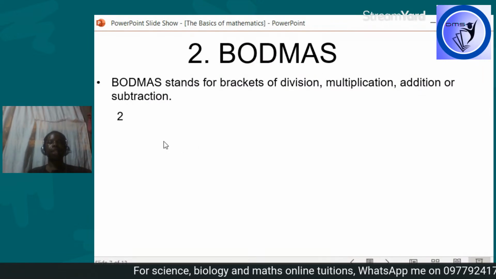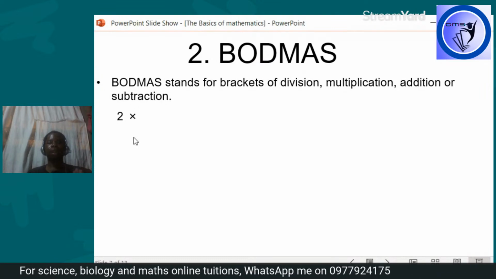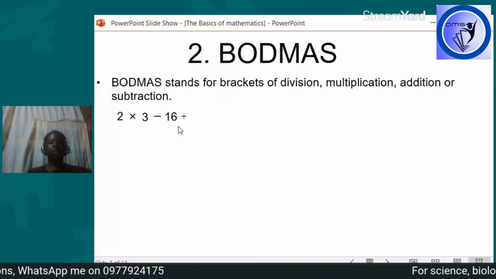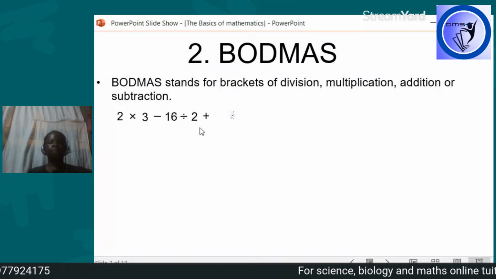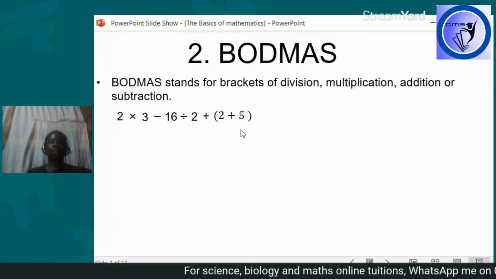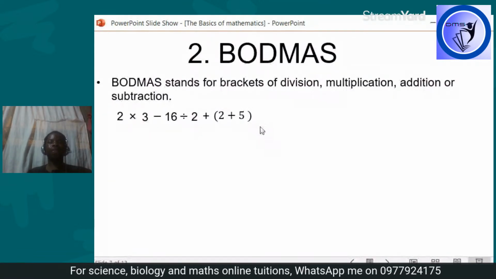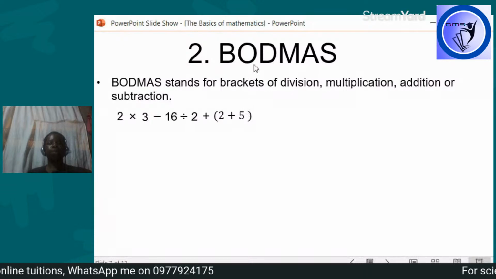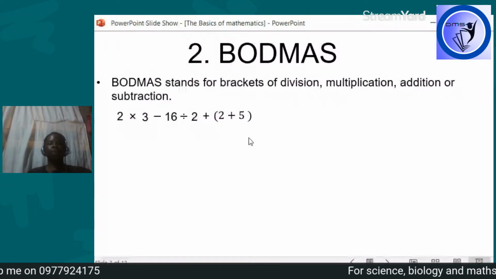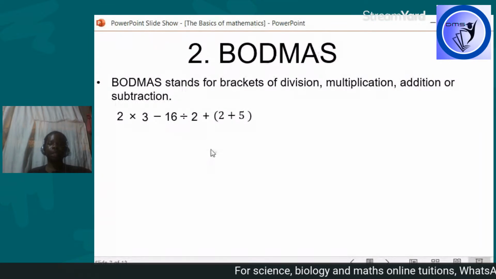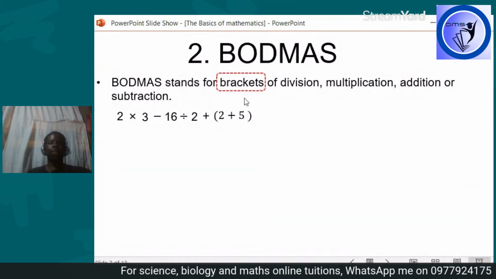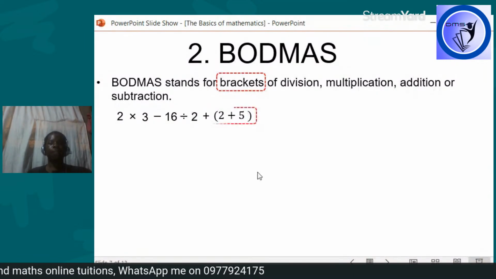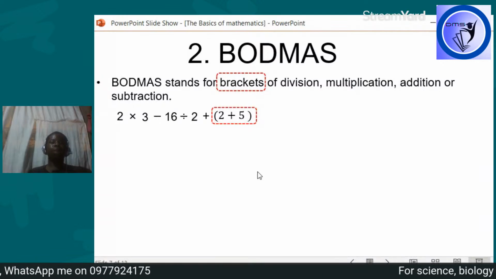So let's say we have this problem in mathematics: 2 times 3, then minus 16, then divided by 2, then plus open brackets, 2 plus 5. You have such a situation here. So how do we apply BODMAS to this? Because you cannot just start solving without applying BODMAS here. So what will you do? You must look at the brackets first. When you are solving this one, look at the brackets. Do we have brackets? Yes. What do you do with the brackets? Add.